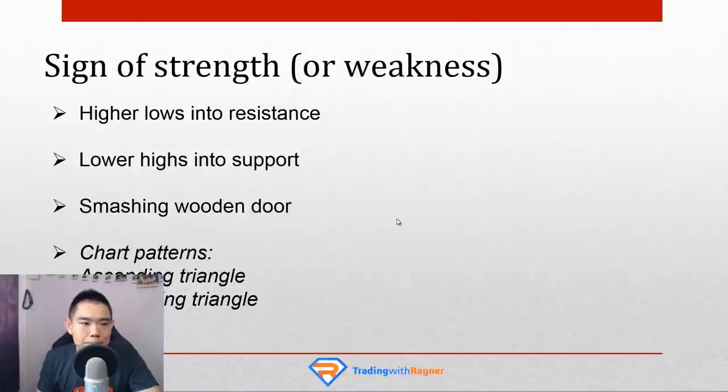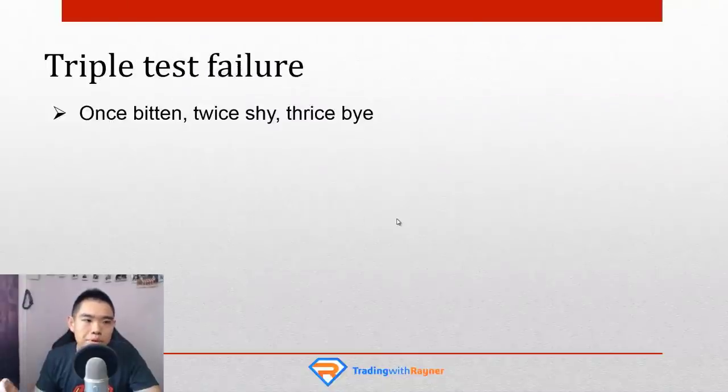So moving on, the second reversal price action pattern, the triple test failure. So what do I mean by this? So imagine you ask a girl out the first time.